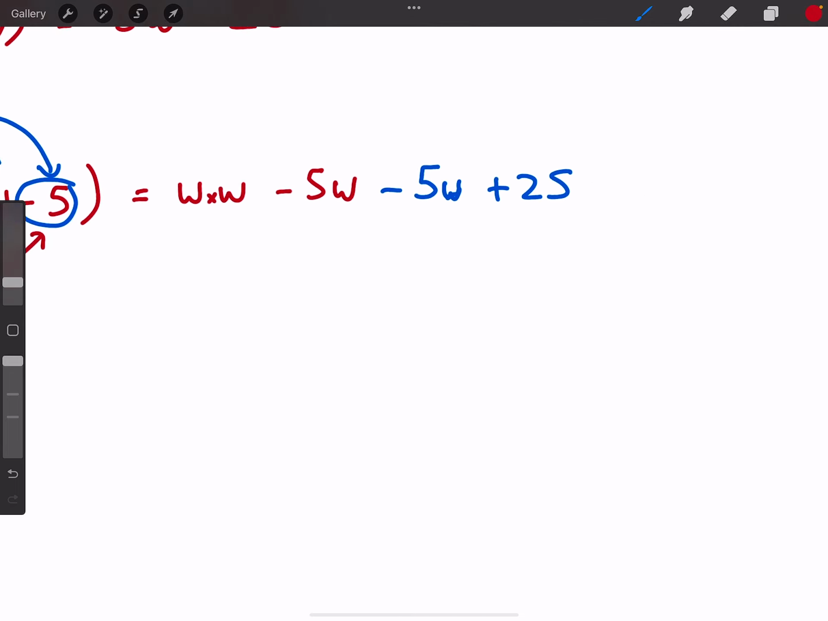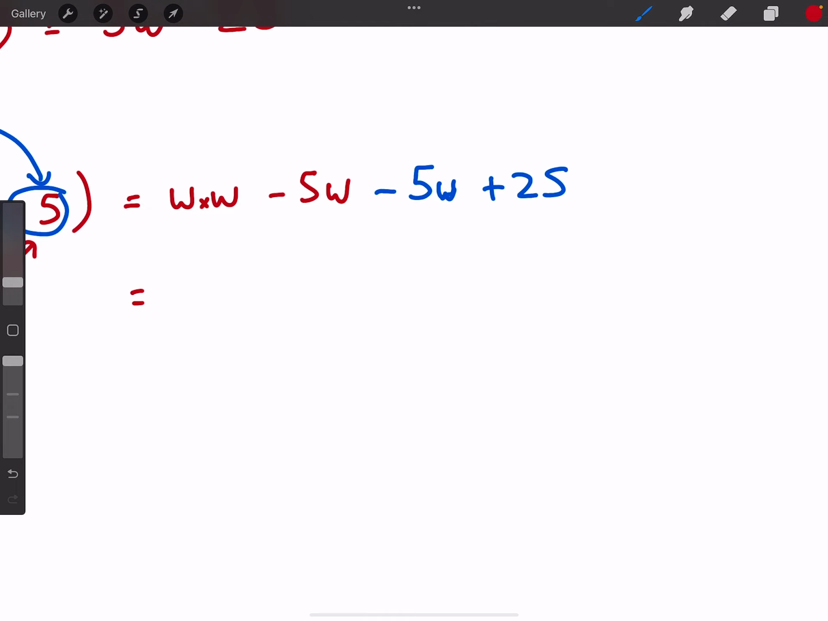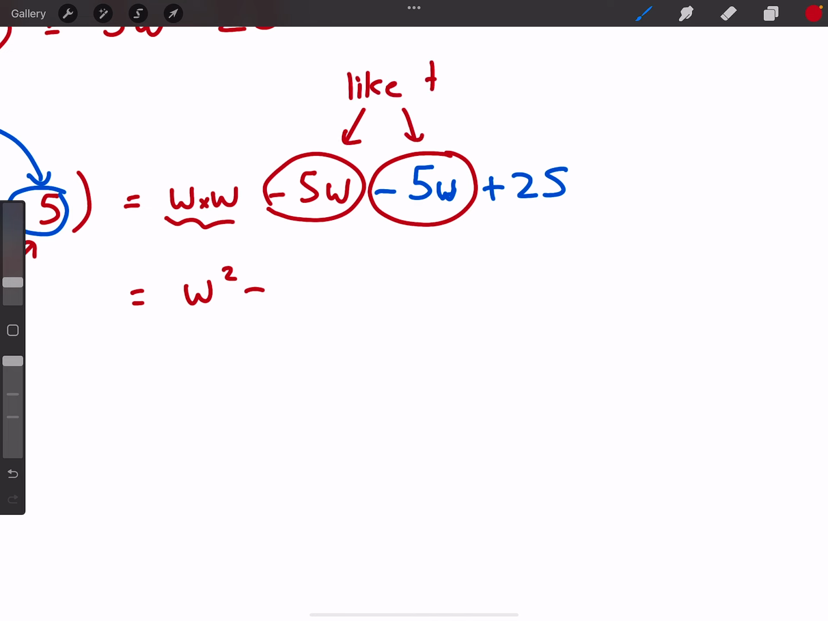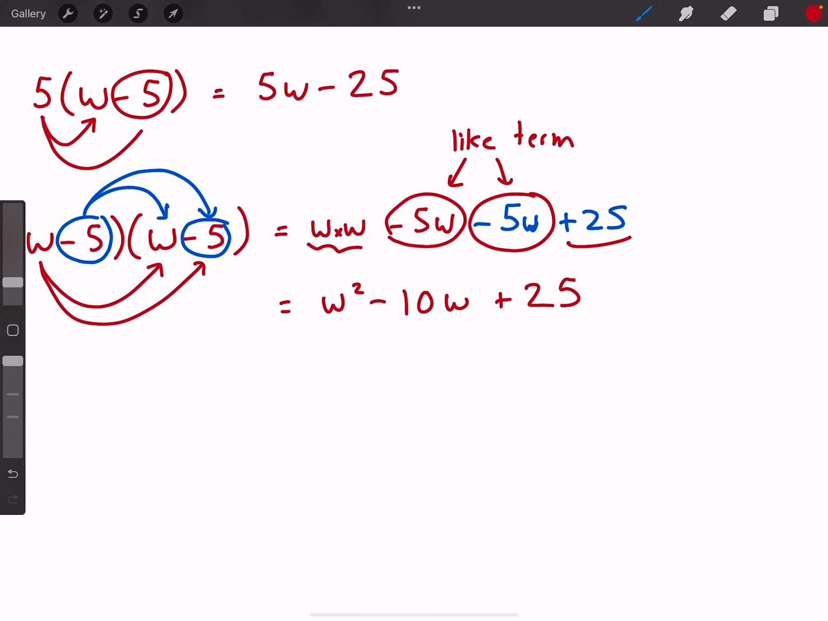Now all we've got to do is just simplify this. Now w times w is just w squared, minus 5w, and then minus another 5w. These are like terms, so we can actually process this. So what's minus 5 minus 5? That'll be minus 10, so this is going to turn into minus 10w. And then we have the last number, which is plus 25. And that's how we get our answer.